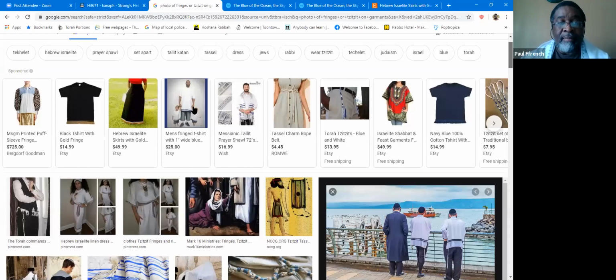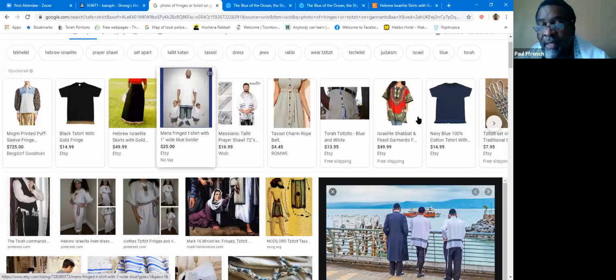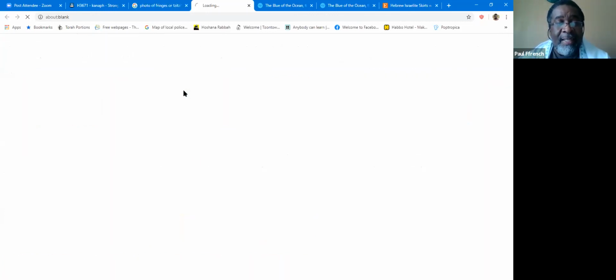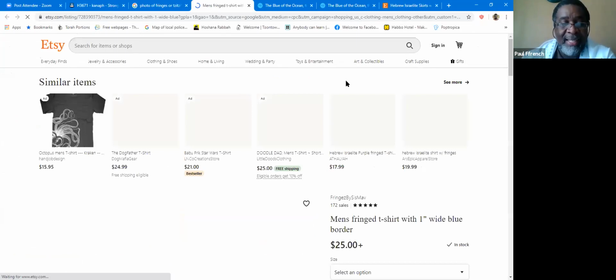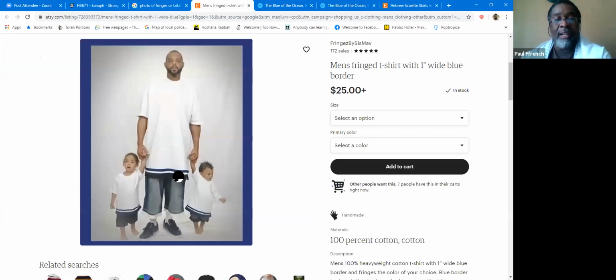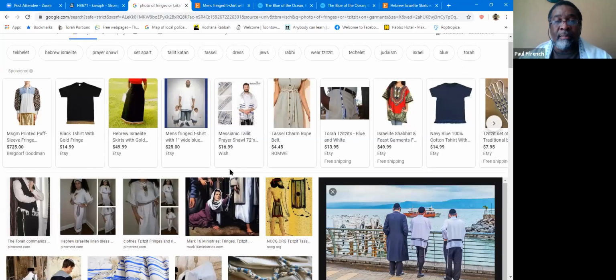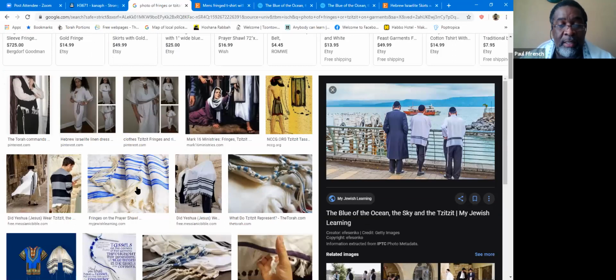Okay, here is a gentleman with his children and he's wearing some borders around and the blue also. So nothing is wrong with either position. But some people will argue that it should be this way, it should be that way. But as long as you have the blue thread and the corner or border, some Israelites do have some fringes on the garment. Let me see, like this one here. All right, let's do this one.